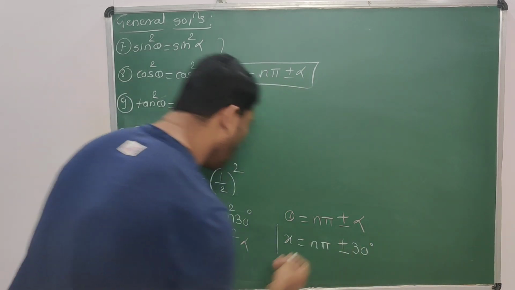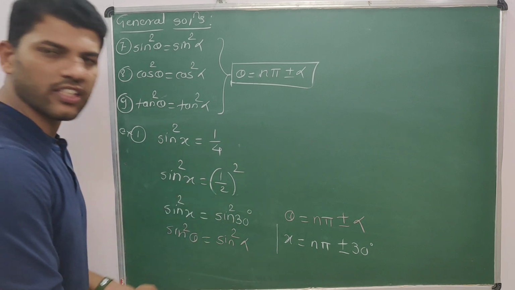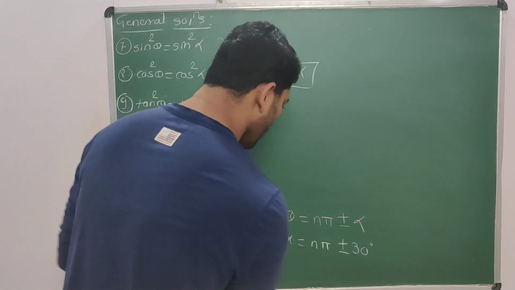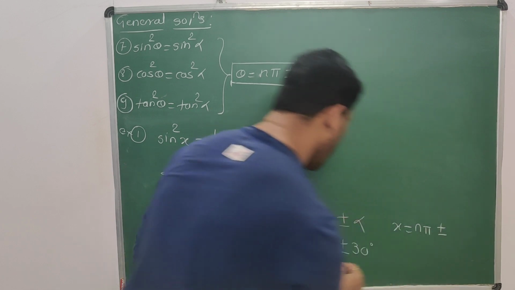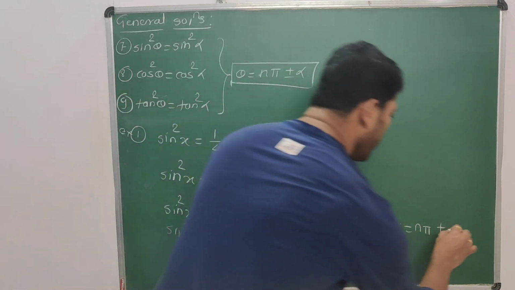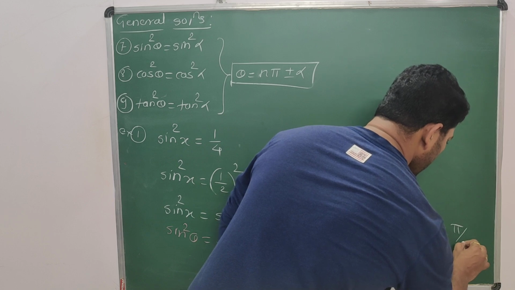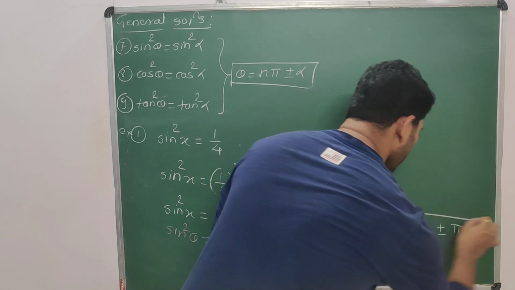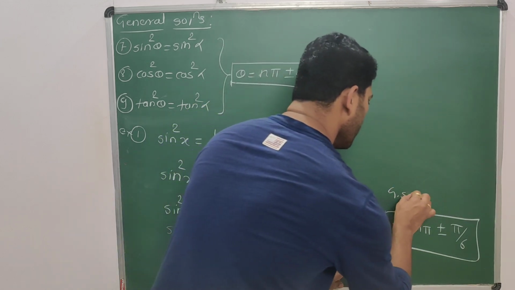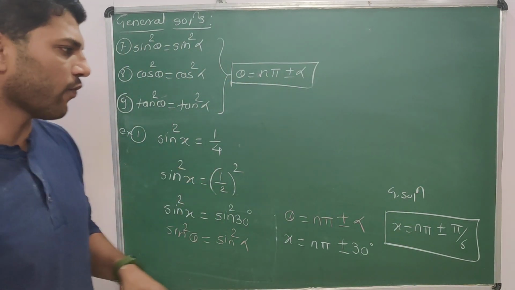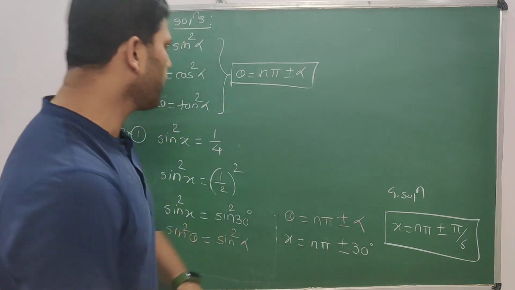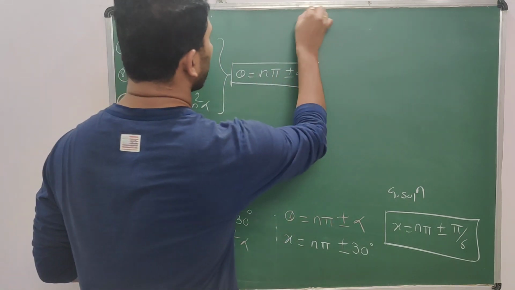So that's all. Or if you want, you can mention this in the form of radian. So in terms of radian, this answer is x equal to n pi plus minus. How to mention 30 degree in radians? Pi by 6. Correct? So that's all. This is the required general solution of this sine square x equal to 1 by 4. So one more example on this. Let's consider the second example.